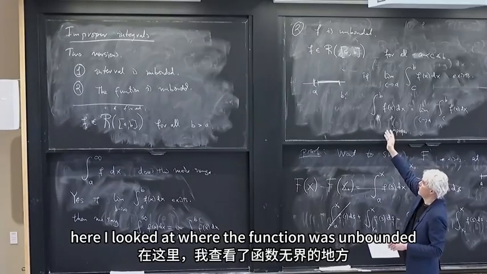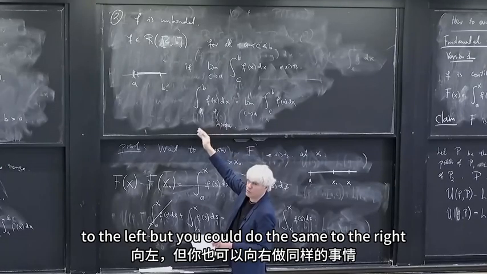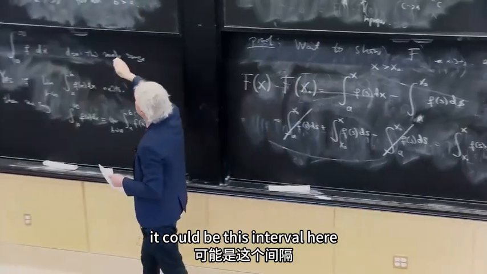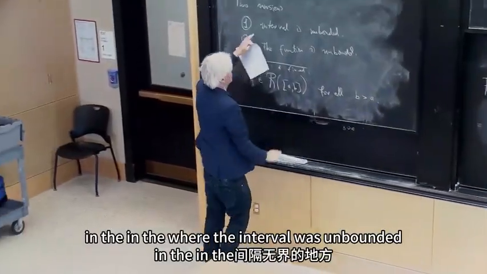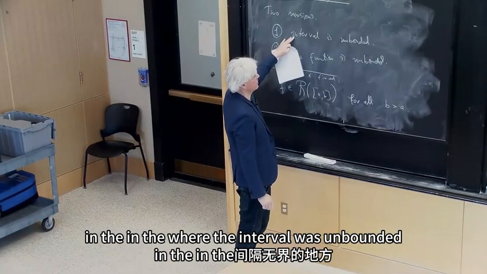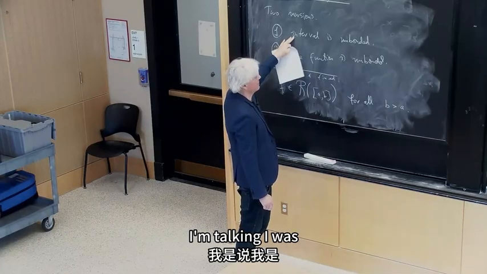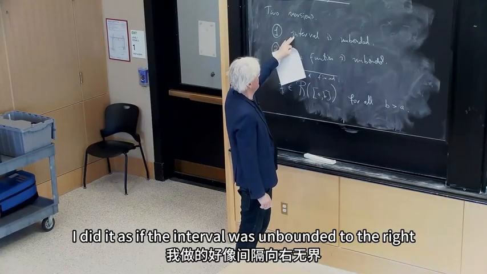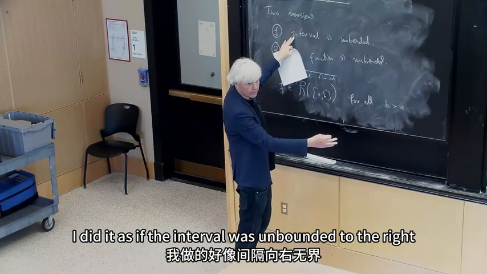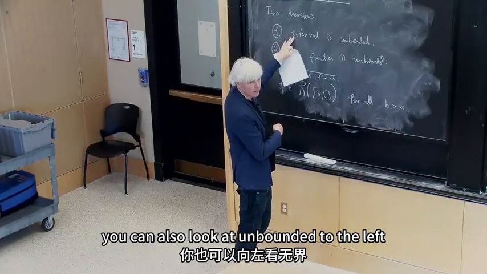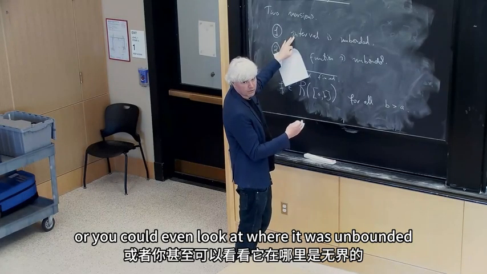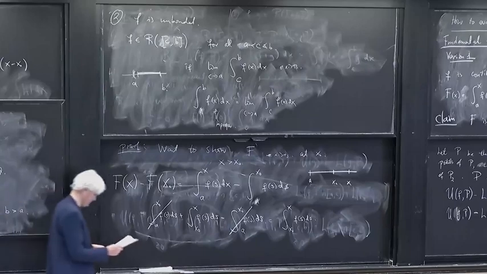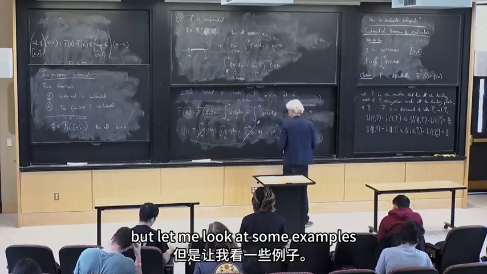Here I looked at where the function was unbounded to the left, but you could do the same to the right. It could be this interval here, where the interval was unbounded. When I explained what it means, I did it as if the interval was unbounded to the right. But of course, you could also look at unbounded to the left, or even where it was unbounded both to the right and to the left. Okay. But let me look at some examples.